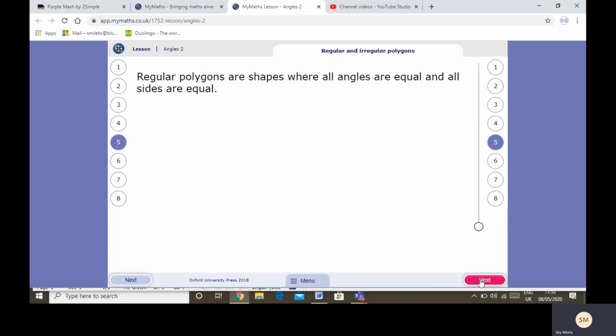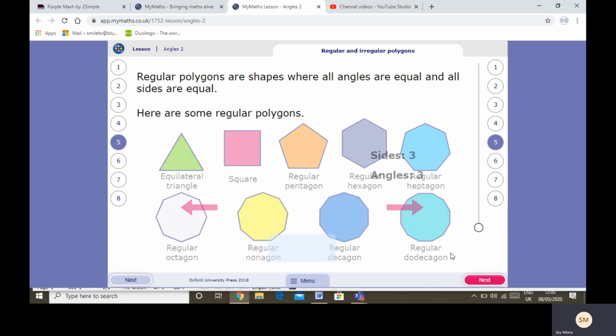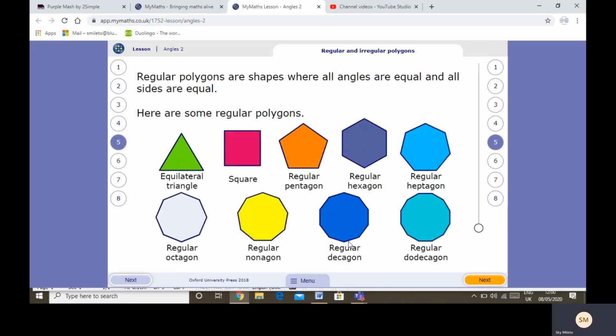Regular polygons are shapes where all the angles and all the sides are equal length and size. So this is an equilateral triangle. We can see all the sides are exactly the same length, and therefore all the angles are exactly the same size. Okay, all of these are regular polygons.